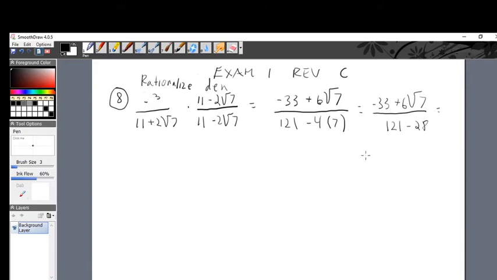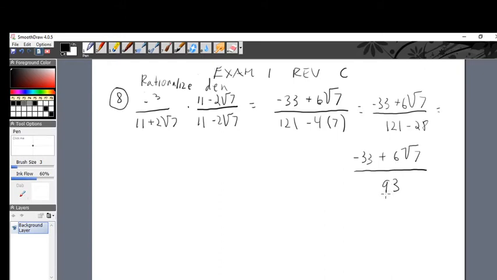Let's keep going. I'm going to do it over here. -33 plus 6 square root of 7 over 121 minus 28. That's going to be 93. If you take 20 away from the 28, you'll get to 100, and you'll have 8 left, so you go down another 7, you get 93. So 93 is the denominator.